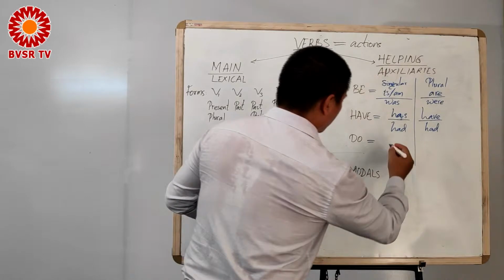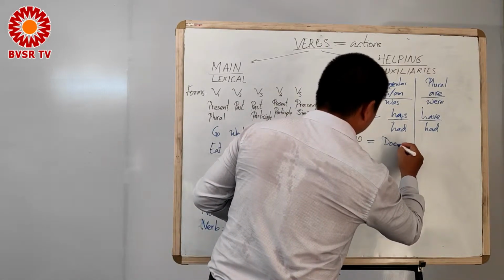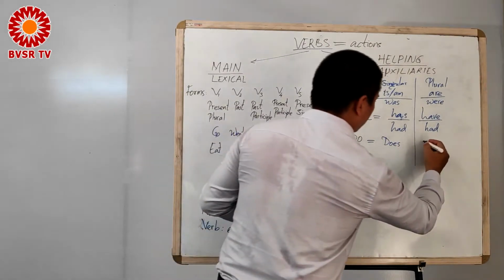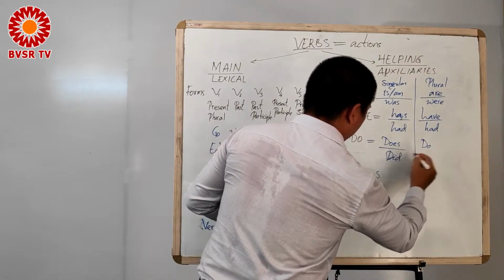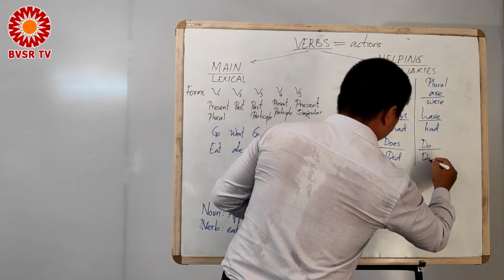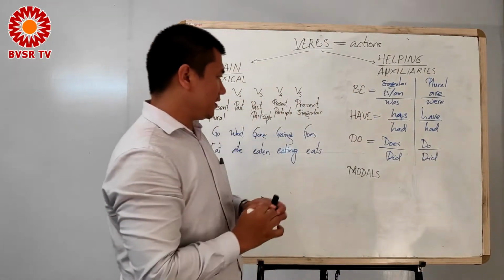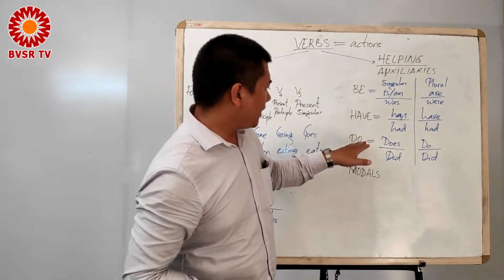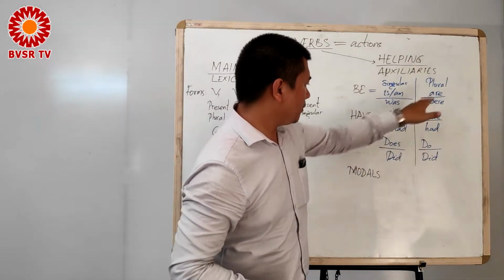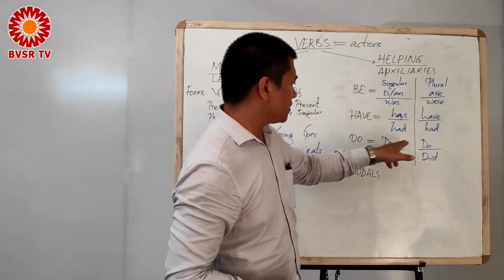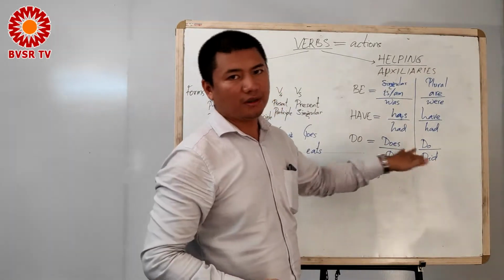So let us learn more about do. What is the singular of do? Does. And what is the plural of do? Do. What is the past of does? Did. And the past of do? Did. This is the same, so it is easy. Now, when you say do, the singular is does, the plural is do, and the past of both is did.